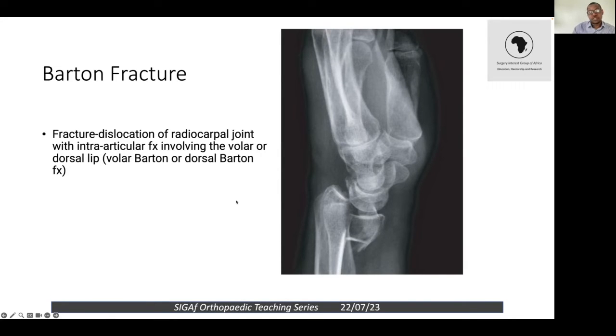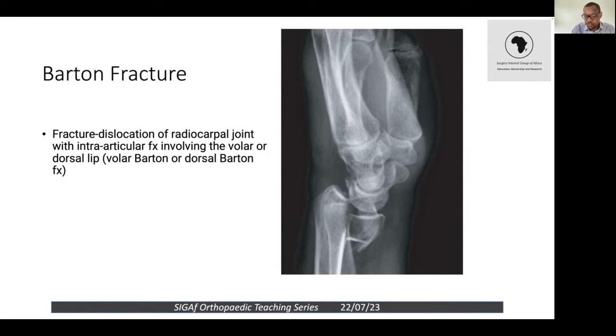I know most people, when they talk about a Barton fracture, we always think about the volar Barton fracture, but it can also be a dorsal Barton fracture as well. So again, if you describe it that way, the Barton fracture, already in your mind, you're thinking there is something that I need to do about this fracture in terms of fixing it, because you have to follow the principles of trying to fix these fractures.